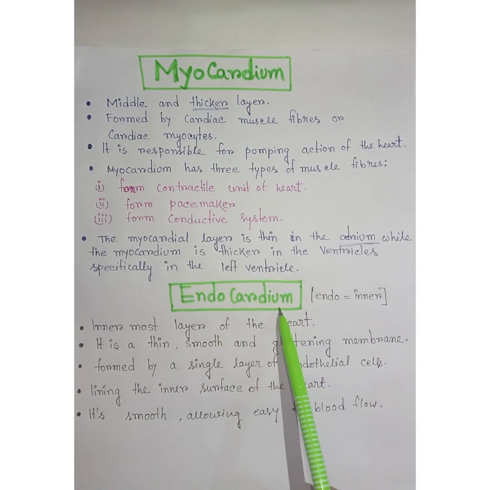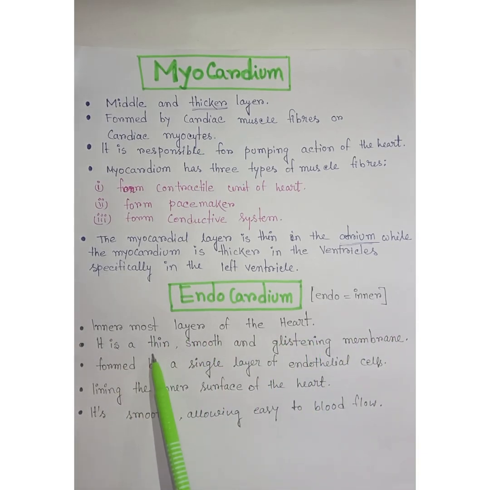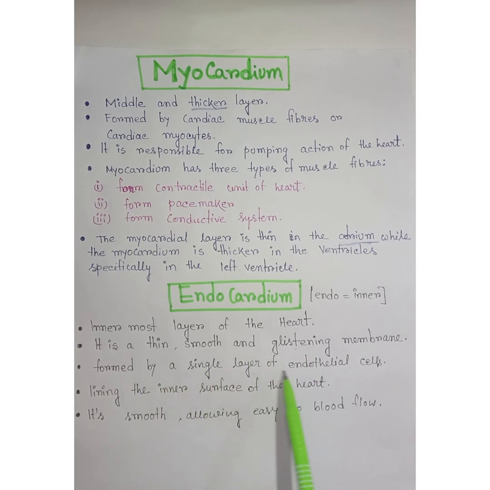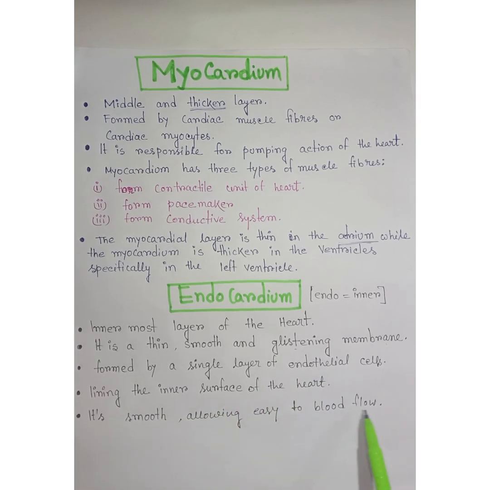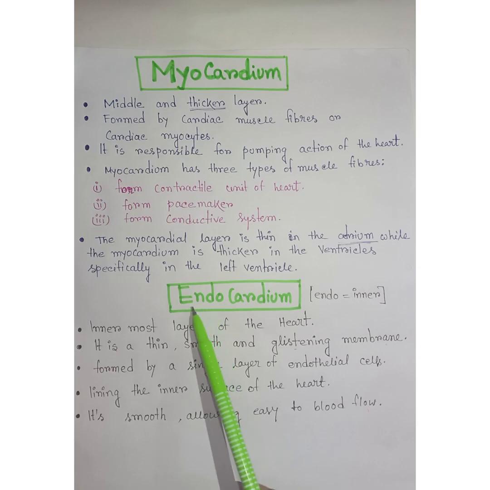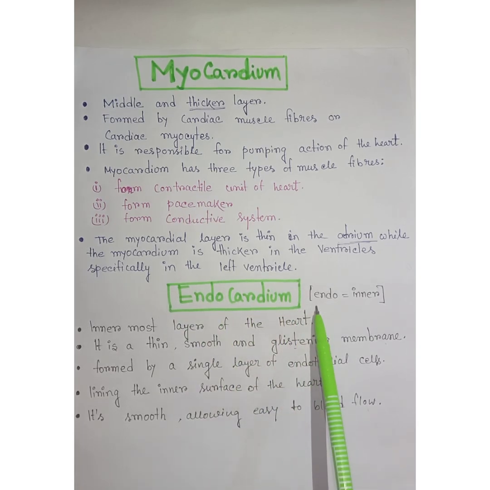Next, the endocardium. Endo means inner, so it is the innermost layer of the heart. It is thin and smooth, formed by a single layer of endothelial cells lining the inner surface of the heart. It is smooth, allowing easy blood flow. So this is the layer of the heart which directly touches the blood.